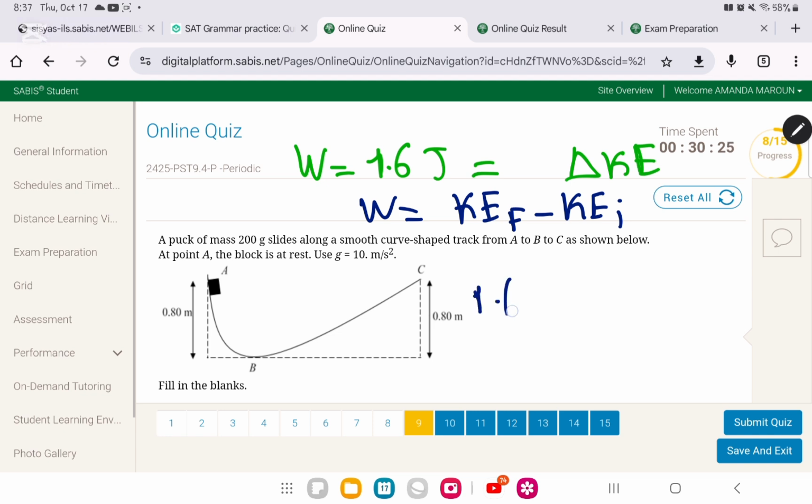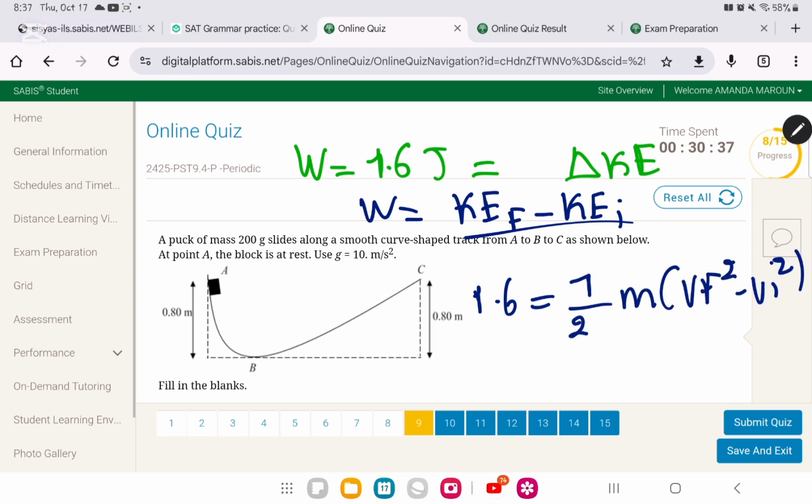Our work is 1.6. It is equal to what? As I told you last time, you can make it one simple equation, which is 1 over 2 times m times v final squared minus v initial squared. Okay? Now, we're gonna do it again. 1.6 is equal to 1 over 2 times the mass, which is 0.2 kg. Remember, mass always in kg. Multiplied by the velocity final squared, which we need to find, minus the velocity initial.